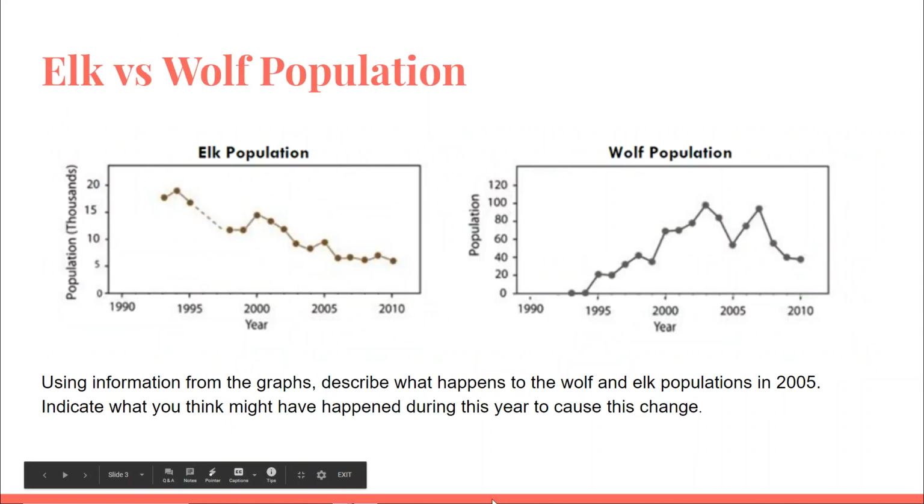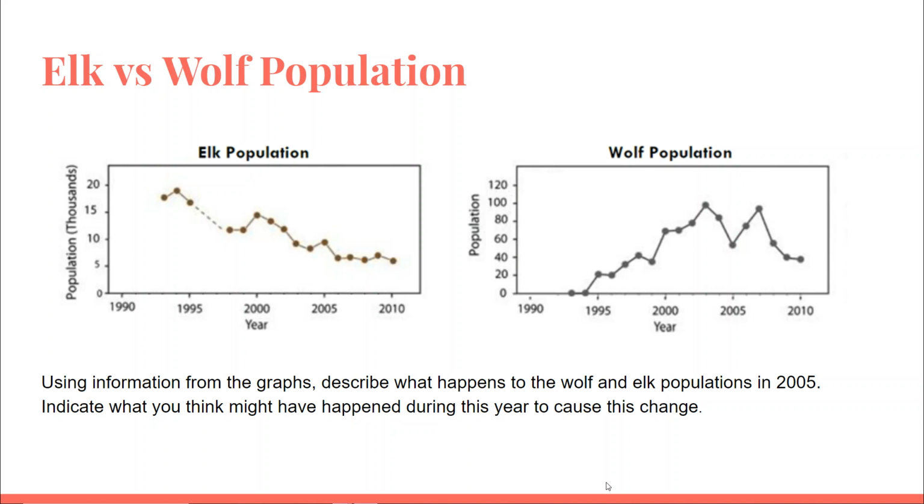So I'm going to start with taking a look at elk versus the wolf, and then we'll take a look at the beaver versus some of those plants. Now, you might notice by looking at our graph that the elk population is indicated in thousands. So as I'm looking over here, I can see population in thousands. And looking at the year going across, our information starts in about 1993.